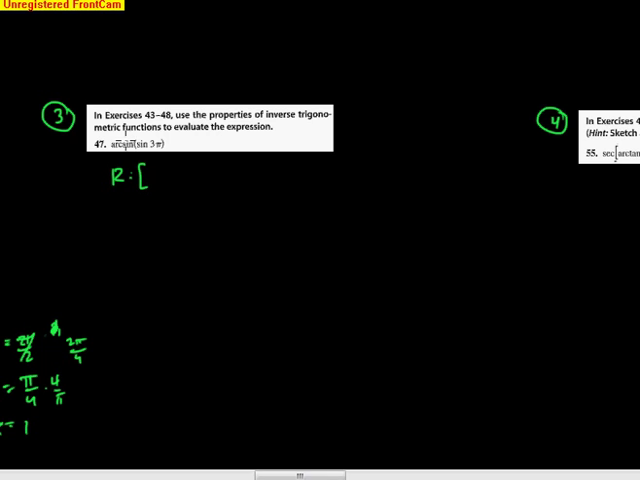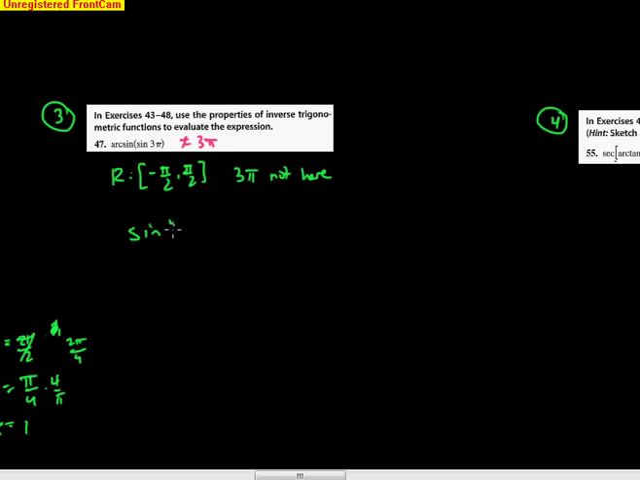So what is the range of arc sine? Well, the range of arc sine is between negative pi over 2 and pi over 2. 3 pi does not belong. Therefore, remember, your answer will not be 3 pi. So we need to find the answer by just doing the problem.